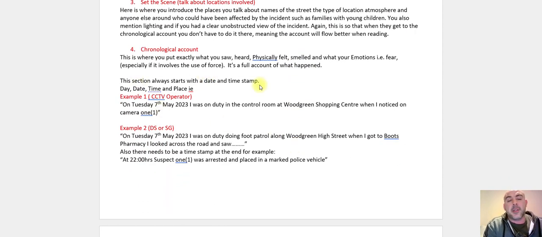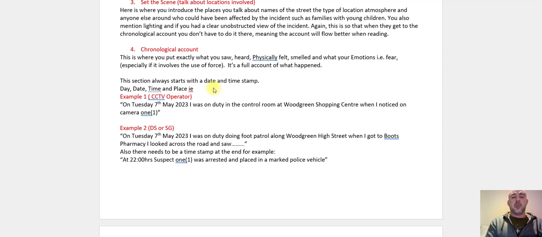In the section, you always start the section with day, date, time, and place. Now I know sometimes some people might say, no, you just have to put a time because the statement has a date. Well, no, that's not exactly true, because what if something happened, and the incident went on for a long time before you actually got a chance to write the statement, and it might be that you wrote the statement the day after.